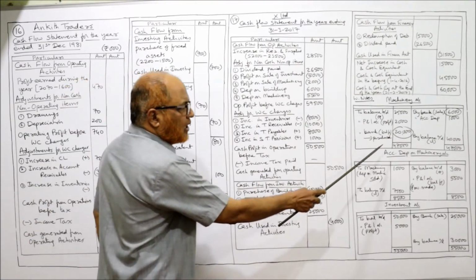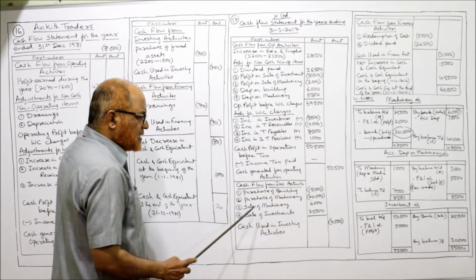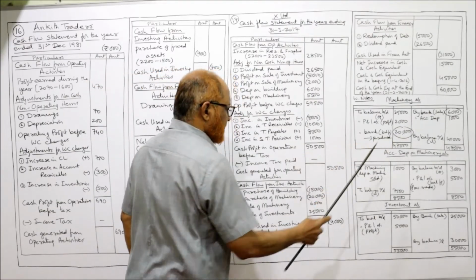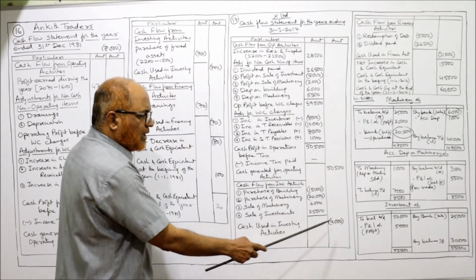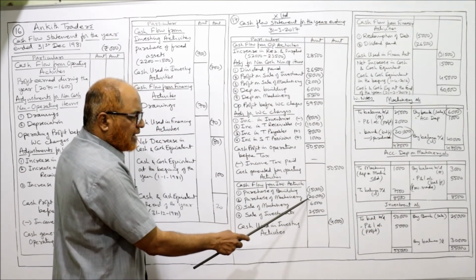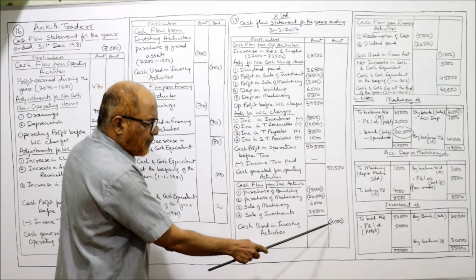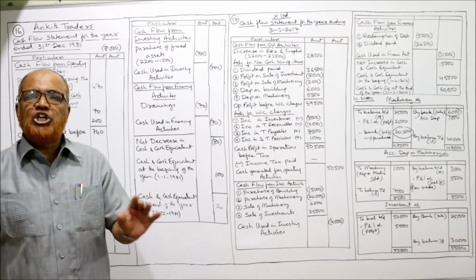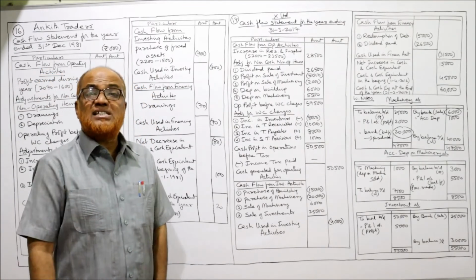Purchase of machinery, we got it from here, 20,000. Then sale of machinery, we got it from here, 6,000. And sale of investment, 25,000, we got it from here. So minus 15,000, minus 20,000, plus 6,000, plus 25,000, minus 4,000. Cash used in investing activity.